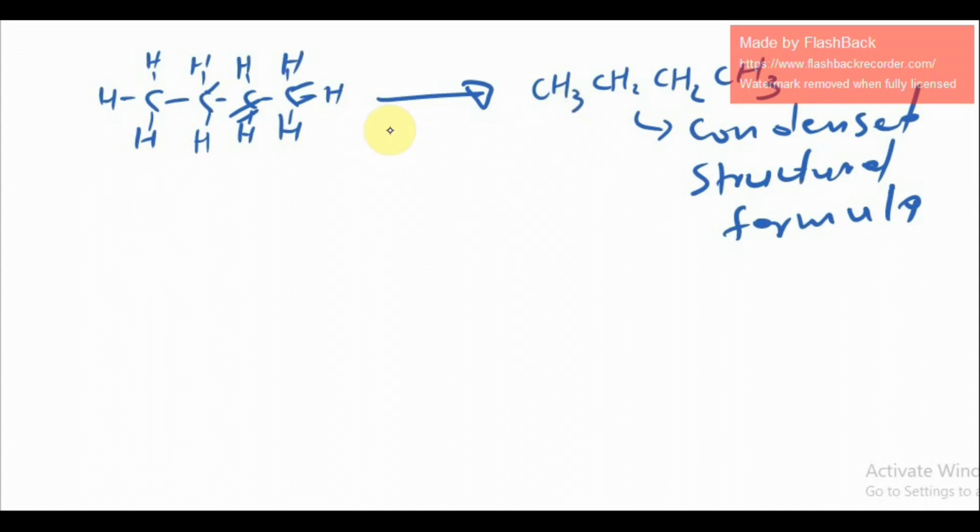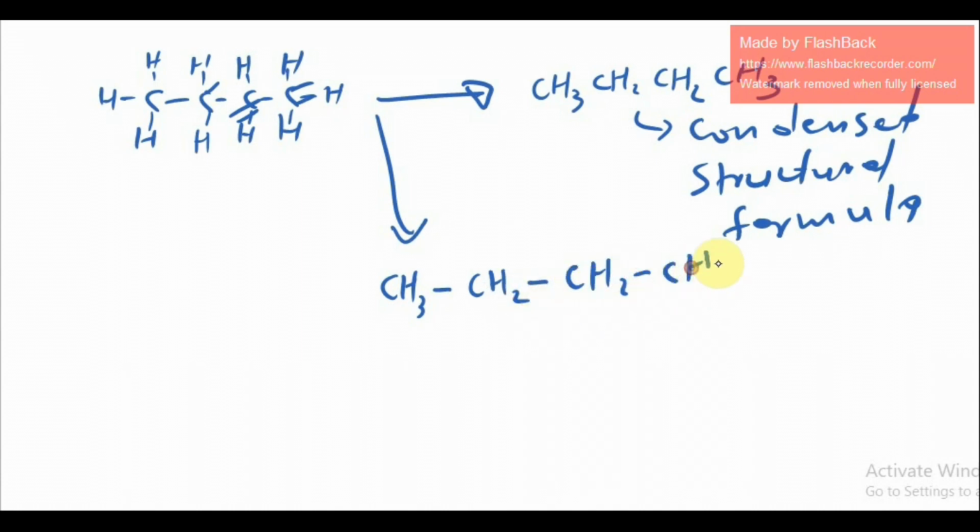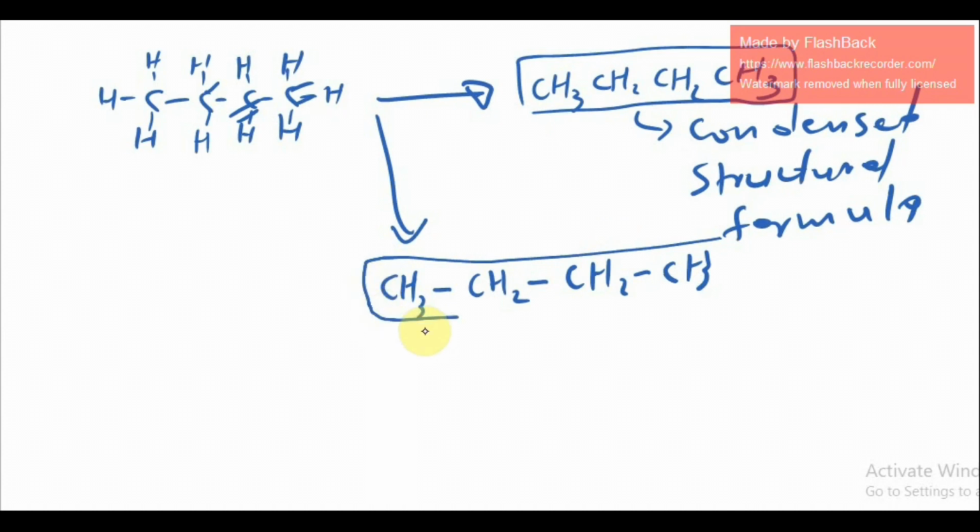It can also be drawn like this one. For example, CH3 bonds to this one with 2, and that one with 3. This is also condensed, but since you see the bond lines, this one is semi-condensed. This is condensed, that is 100% condensed. This one is semi because you can see some of the bond lines.